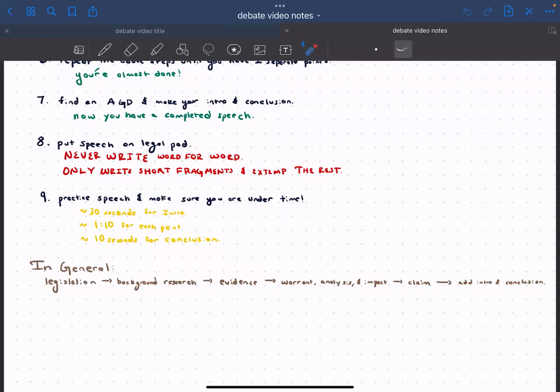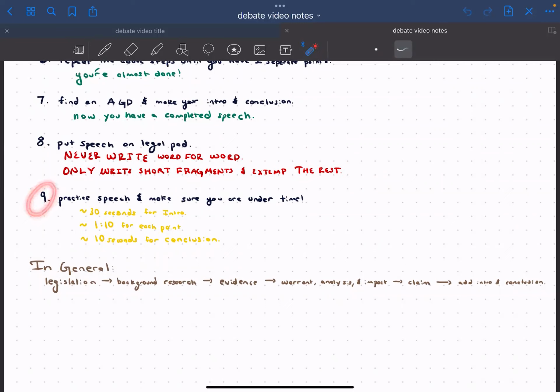But a key thing to note here is that you never want to fully write out your speech. Only bullet points or brief descriptions and notes should be on your legal pad. Like I said in a previous lecture, your legal pad should not last any longer than one page. Again, never write word for word, only write short fragments and extemp the rest. Again, we want to really focus on speaking to the audience. You're only able to do that when you're not reciting memorized lines, but instead giving extemporaneous answers.